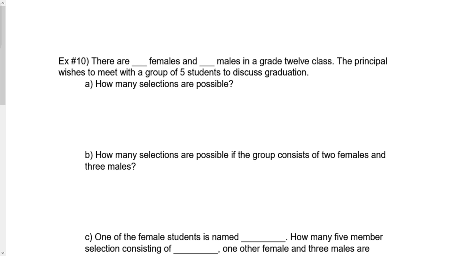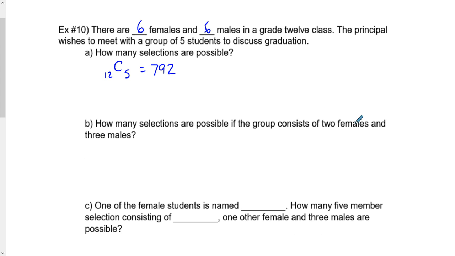And the next example. If by chance we had a class that had 6 females and 6 males for graduation, and the principal wants to just meet with a group of 5, how many selections are possible? This question just talked about the total, so we'd have 12C5. There'd be 792 different selections. Again, it doesn't matter whether you take student 1 or student 2 first. They're still going to be part of this group to discuss grad.